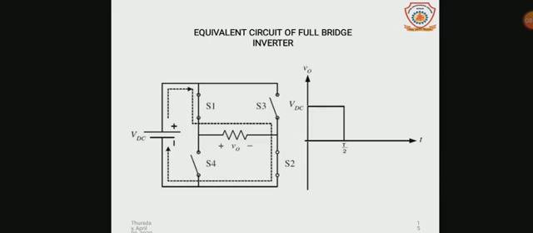This is the equivalent circuit of full bridge inverter when transistors Q1 and Q2 are on and transistors Q3 and Q4 are off during the time 0 to T by 2. Here we can easily see the switches S1 and S2 are closed and switches S3 and S4 are open. That's why we get the output VDC. Here VDC and Vs both are equal. So during the time 0 to T by 2 we get the output plus Vs or plus VDC.